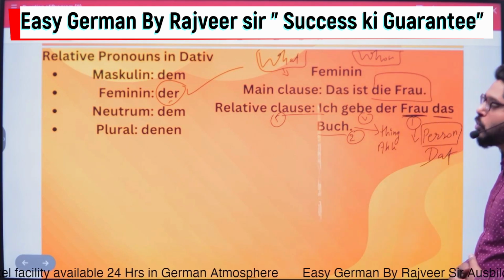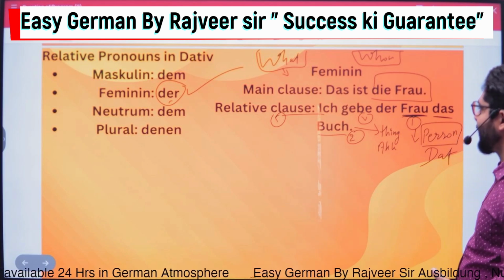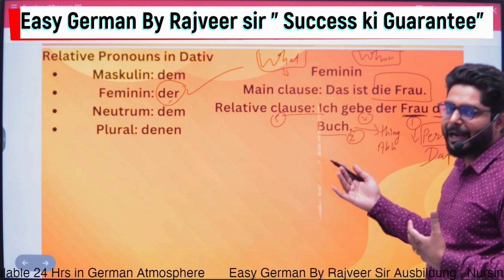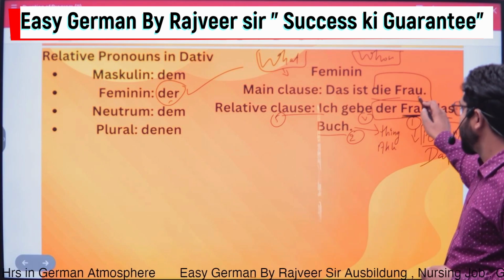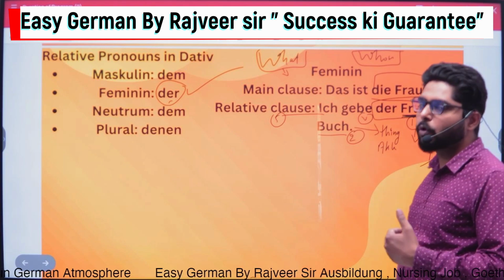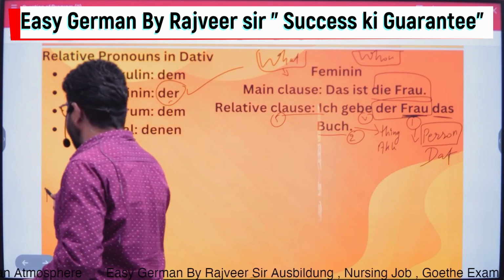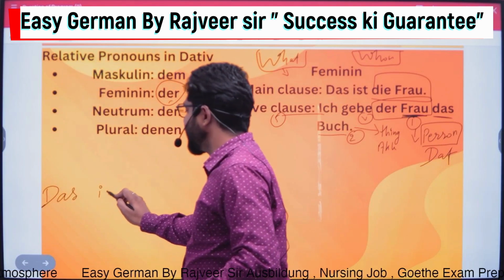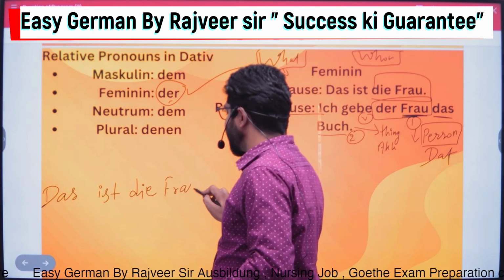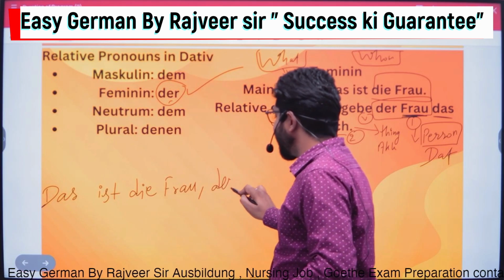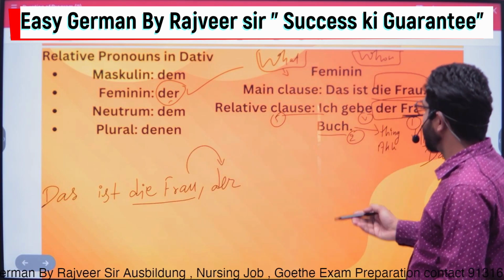So how will we make the sentence now? We are having two objects here. Sometimes students are confused about which relative we will make. We will make it in the dative. So accordingly we will change the Frau. So das ist die Frau. This is nominative here. There we have replaced this.